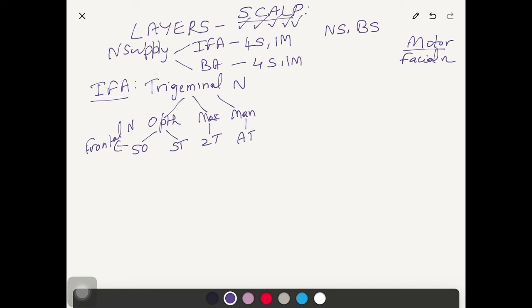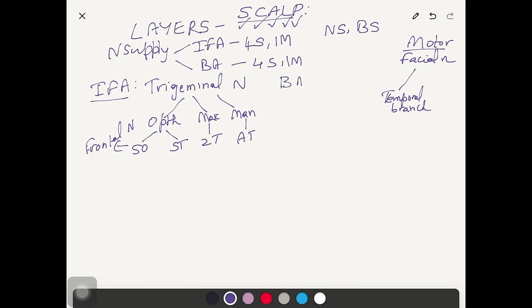Motor in front of the auricle: the muscle in front of the auricle is the frontal belly. That is supplied by the temporal branch of the facial nerve. So this is the nerve supply in front of the auricle.